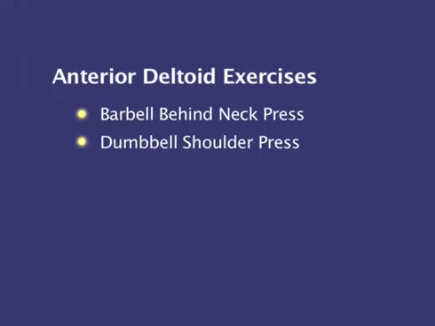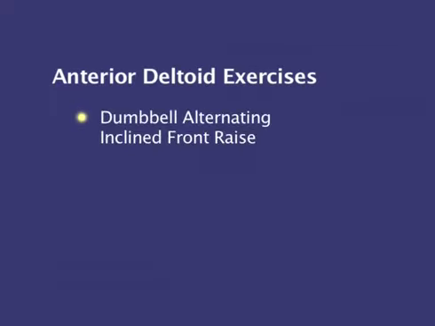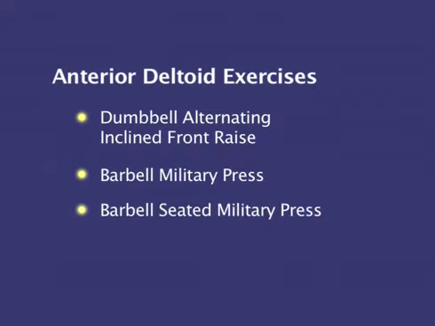The exercises we are discussing here for the strengthening of the anterior deltoid are, the first one is barbell behind neck press, next is dumbbell shoulder press, next is barbell front raise, barbell incline front raise, dumbbell front raise, dumbbell alternating incline front raise, barbell military press, barbell seated military press, etc. These are the exercises we are going to discuss. Now, we will start with the practical session right now.